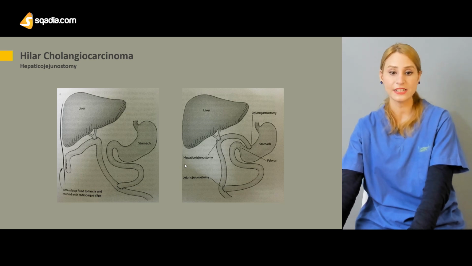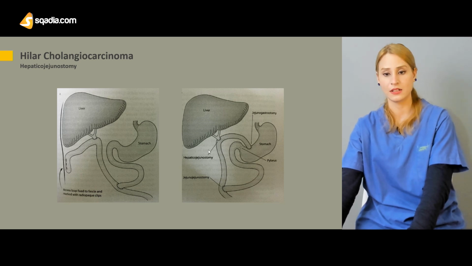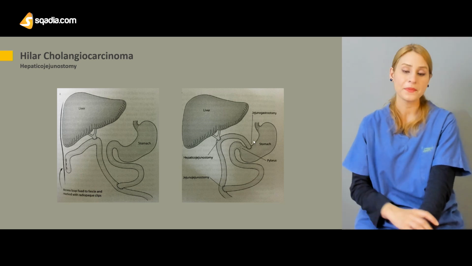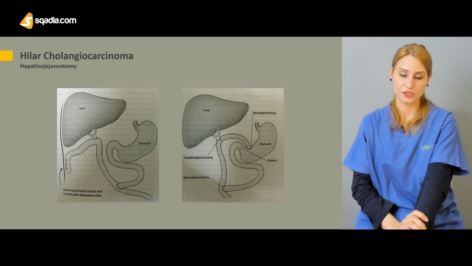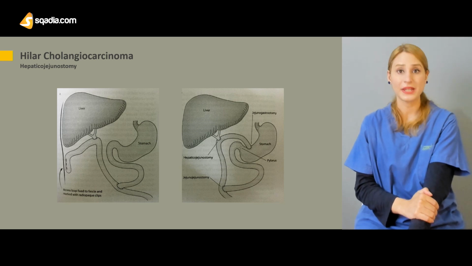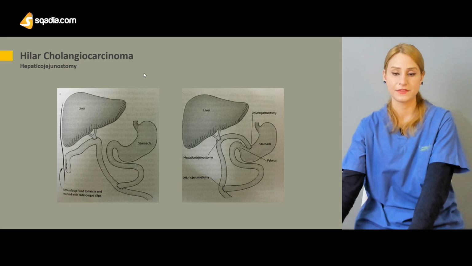So one is combining here, and this is the other procedure, like you're doing choledochojejunostomy, and you're doing jejunojejunostomy, and you're doing a jejunogastrostomy. This is actually a kind of a pylorus preserving surgery. This is pancreaticoduodenectomy, actually, in which you're doing.